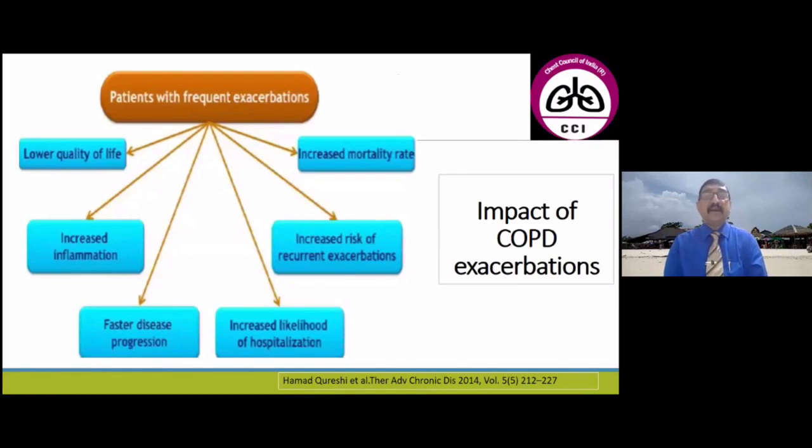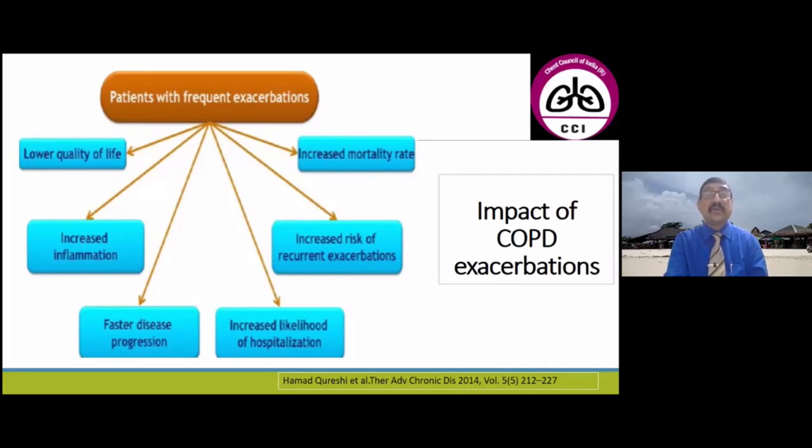So what is the impact of COPD exacerbation? Definitely, in a COPD patient with exacerbation, there is a decrease in quality of life. There is an increase in inflammation, a faster disease progression, and an increased likelihood of hospitalization. There is an increased risk of recurrent exacerbation, and there is an increased mortality rate. So the impact of COPD exacerbation in day-to-day practice is quite magnanimous.